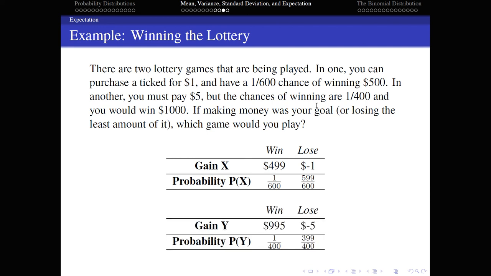So looking at Y, we see that I win $995. And again, think about it as however much I quote unquote win minus what I had to pay. So 1,000 minus $5 gives me $995. I would lose $5 if I lost the game. There's a 1 in 400 chance that I win. There's a 399 out of 400 chance that I lose.